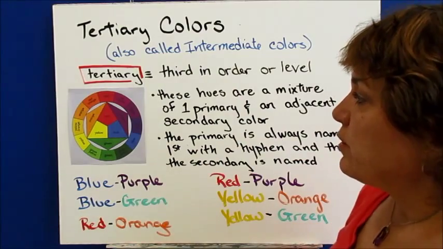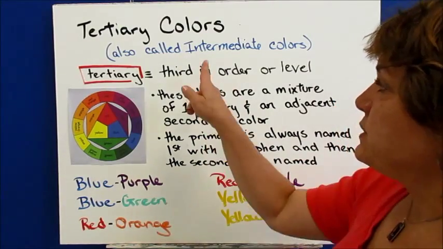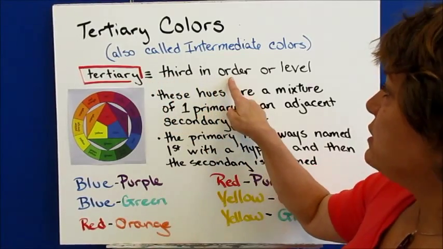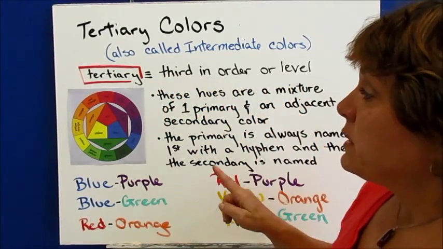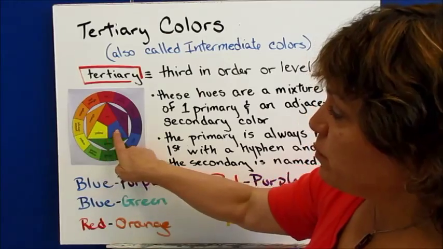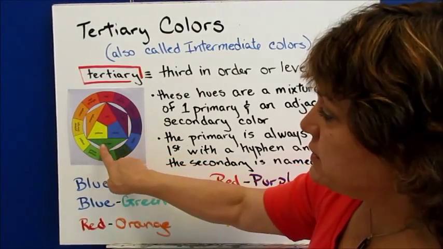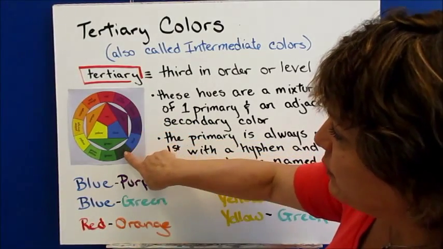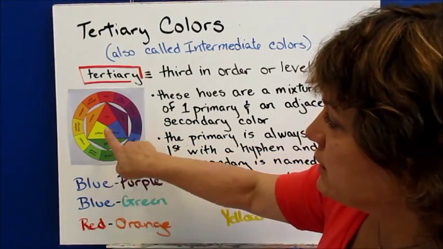Tertiary colors are the third part of our color wheel. Some people call them intermediate colors. Tertiary actually means third in order or third level. So here we have level 1, the primary colors, level 2, the secondary colors, and in between these we have the intermediate or tertiary colors.